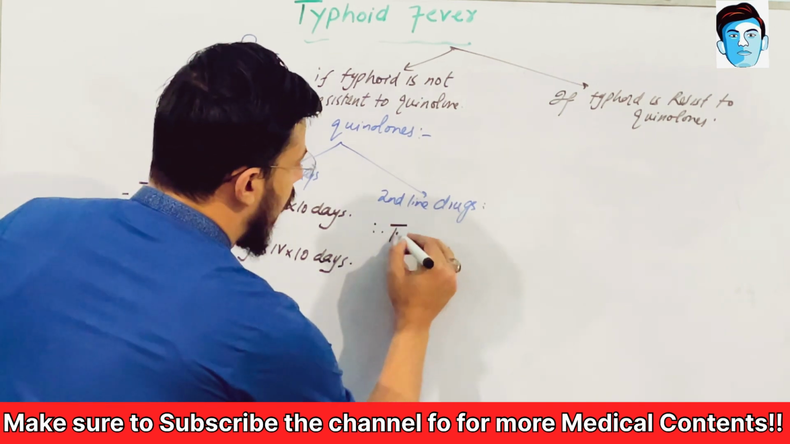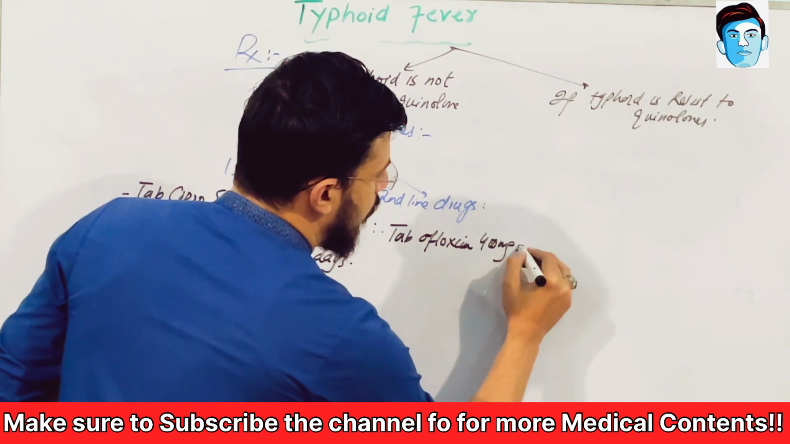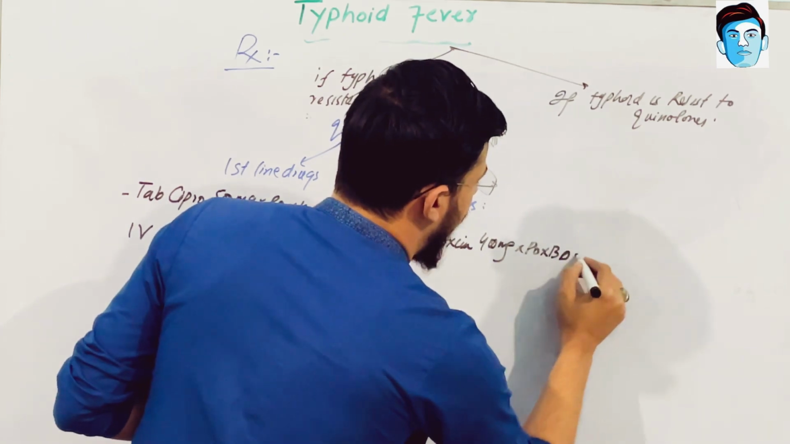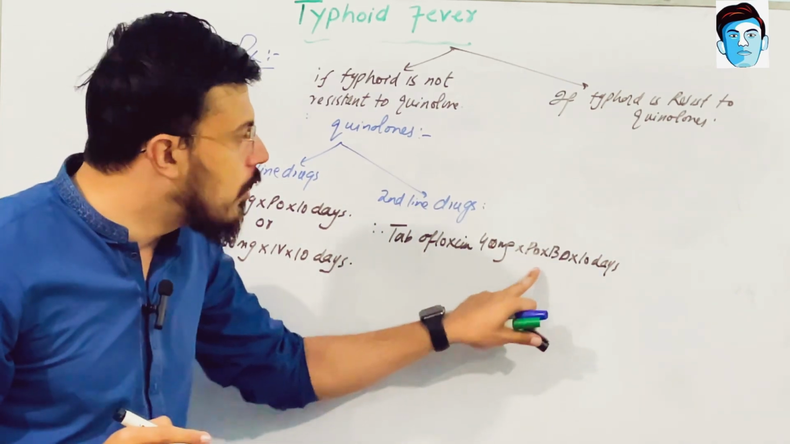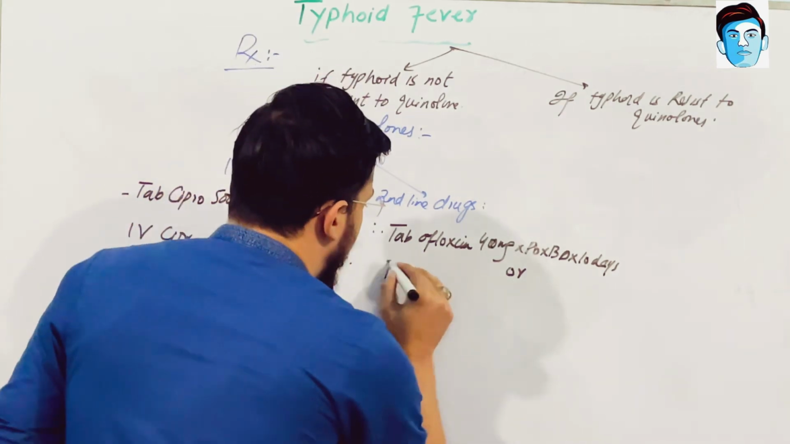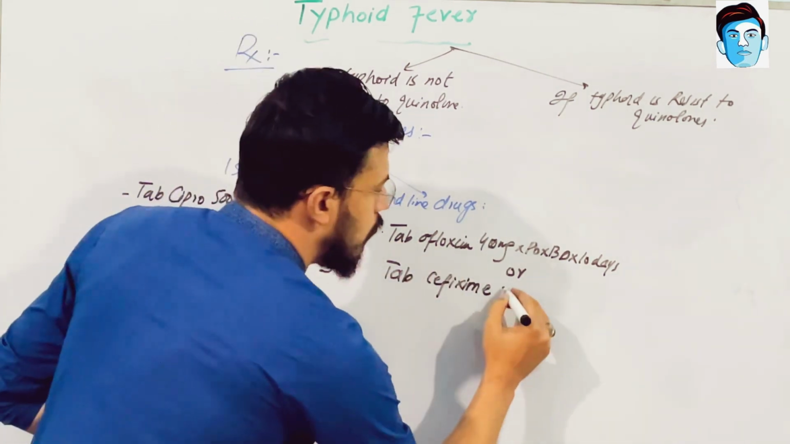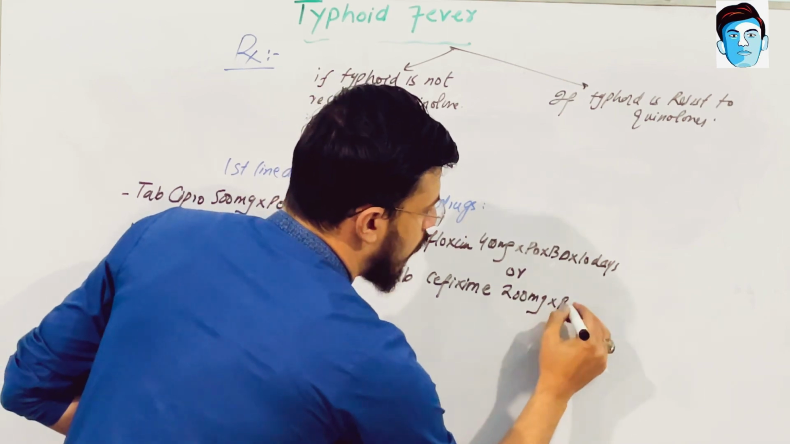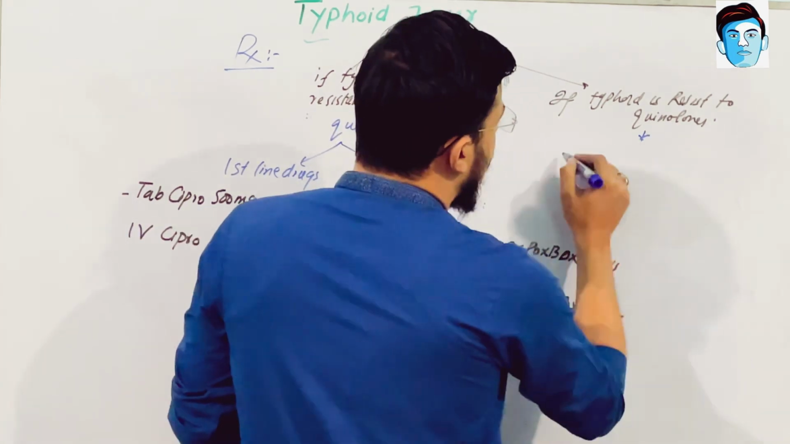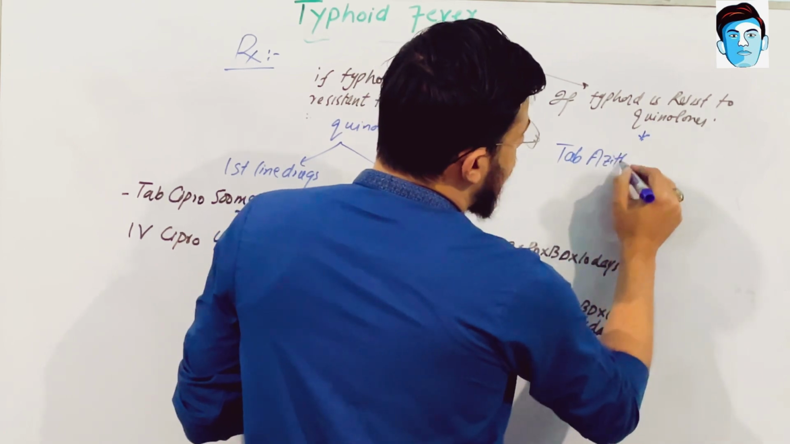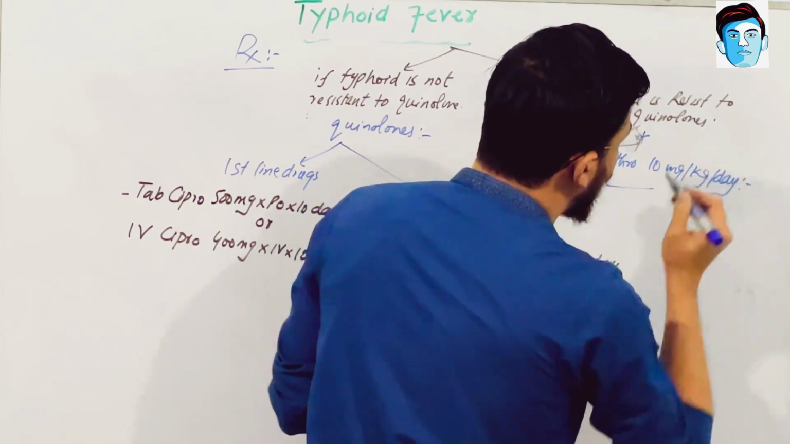In second line drugs, the option is tablet ofloxacin 400 mg per orally BD for 10 days, right? Or we can give tablet cefixime. Cefixime is a third generation cephalosporin, and the dose is 200 mg per orally BD for 10 to 14 days. We can also give tablet azithro, and the dose is 10 mg per kg per day, and we can increase the dose up to 1000 mg.